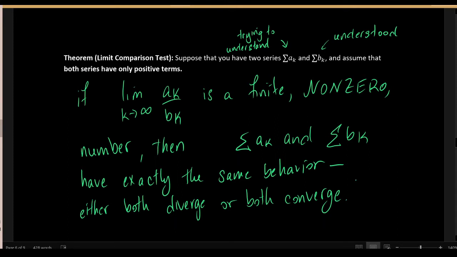So this theorem is incredibly powerful because as long as this hypothesis is satisfied, that the limit of the ratio of a sub k to b sub k is a finite non-zero number, then you don't have to do all of this fussing around with inequalities. You know immediately that if the comparison series b sub k converges, then your original series a sub k must also converge. And if your comparison series b sub k diverges, then so must your original series sum of a sub k. So let's get some practice using this truly wonderful theorem.